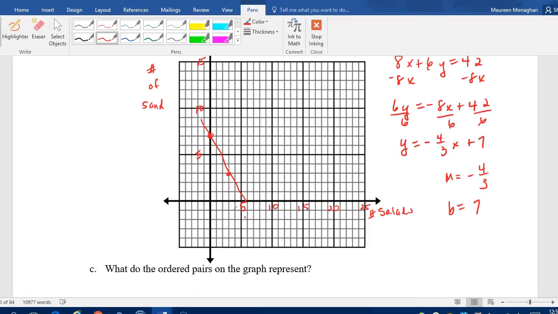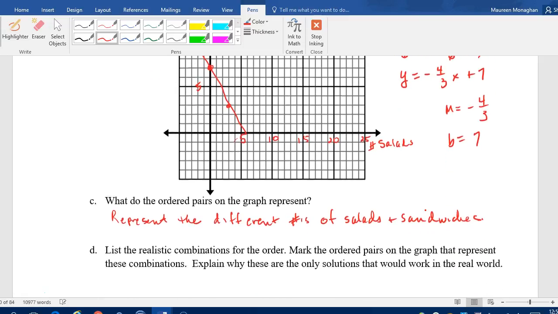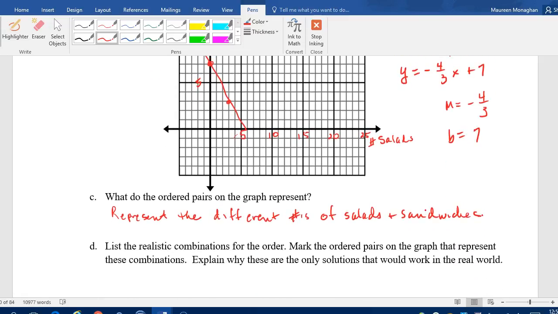What do the ordered pairs on the graph represent? Well, the ordered pairs represent the different numbers of salads and sandwiches. Huh. Okay. List the realistic combination. That's our next part. Mark the ordered pairs on the graph that represent these combinations. Explain why these are the only solutions.